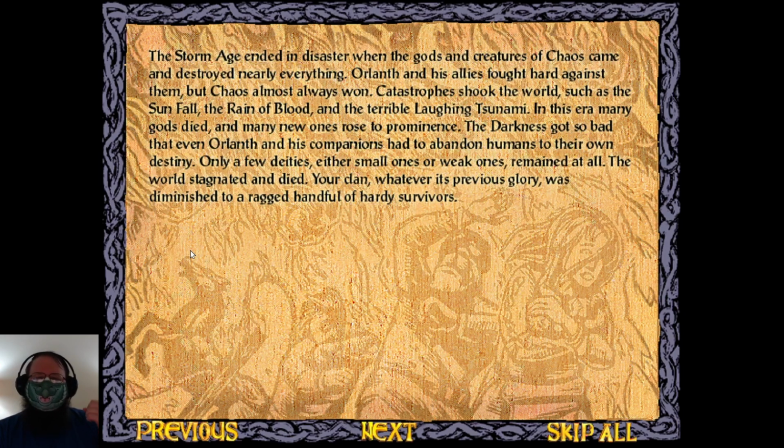The darkness got so bad that even Orlanth and his companions had to abandon humans to their own destiny. Only a few deities, either small ones or weak ones, remained at all. The world stagnated and died. Your clan, whatever its previous glory, was diminished to a ragged handful of hardy survivors.